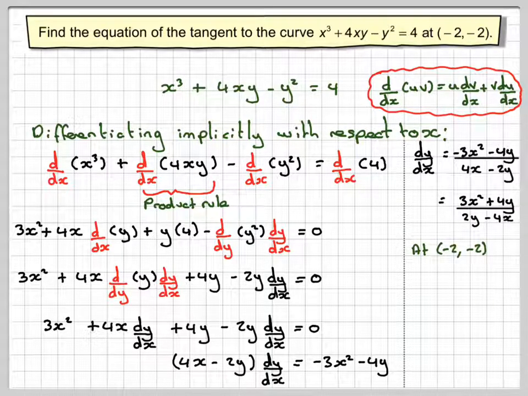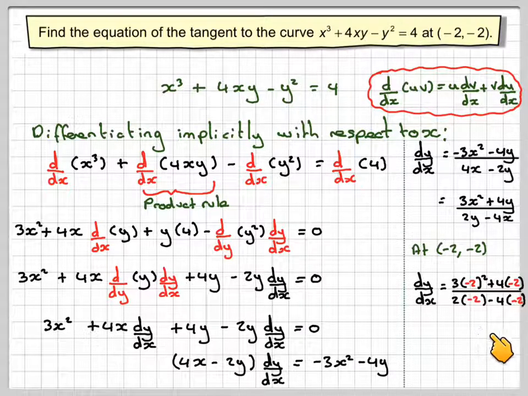At (-2, -2), we put x is minus 2, y is minus 2. So we get 3 times minus 2 squared plus 4 times minus 2, over 2 times minus 2 minus 4 times minus 2. That gives 4 over 4. 4 over 4 is 1. So we've got the gradient of the tangent at that particular point, and we've got the coordinates.